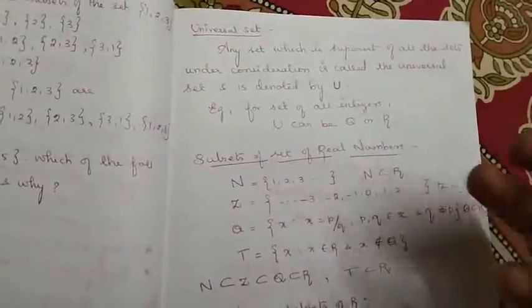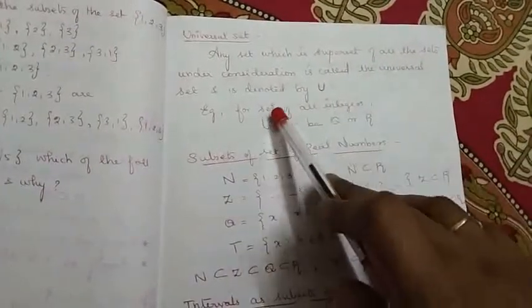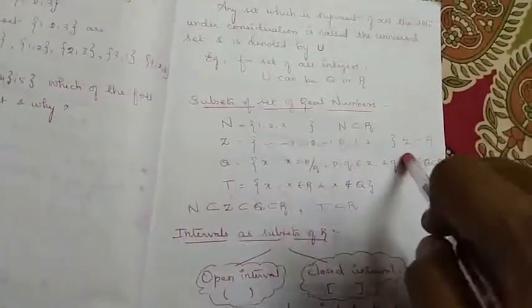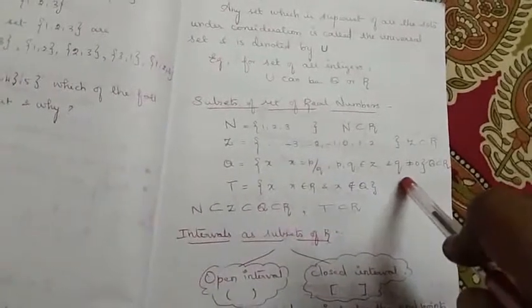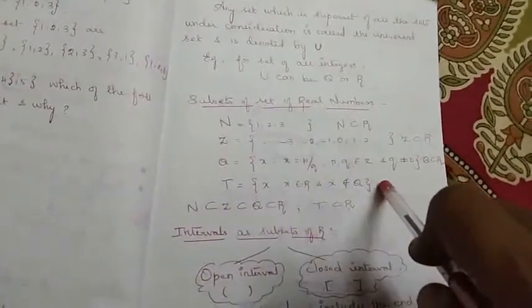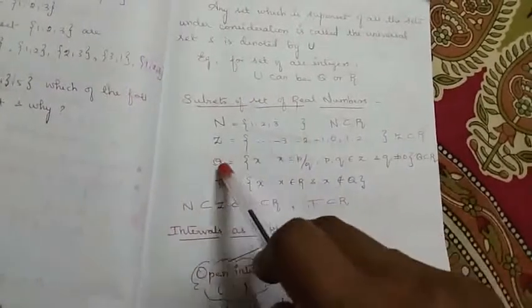Then there is the universal set. Universal set means the superset from which the subsets are derived. Any set which is a superset of all the sets under consideration is called the universal set and is denoted by capital U. Then we have seen subsets of the set of real numbers. Natural numbers are a subset of real numbers. Set of all integers. Then the set of all rational numbers. And T is the set of all x such that x belongs to R and x does not belong to Q, which means T is the set of all irrational numbers.